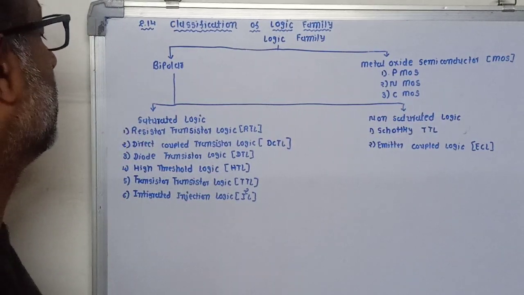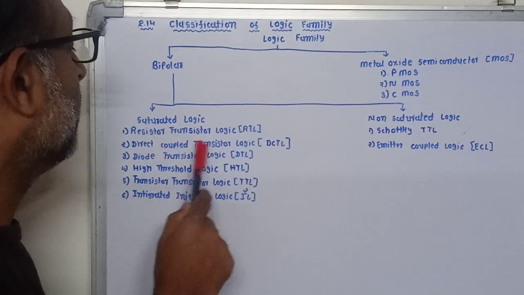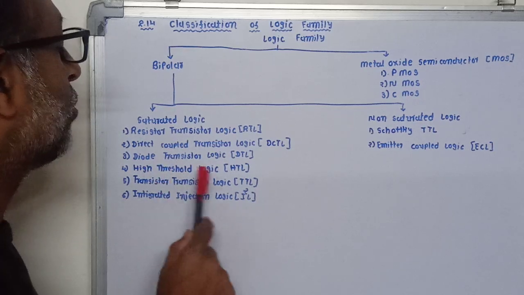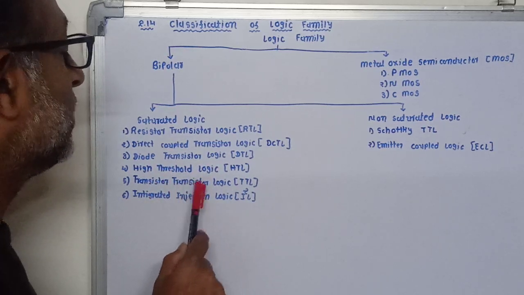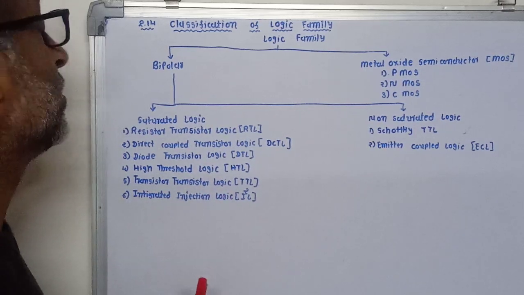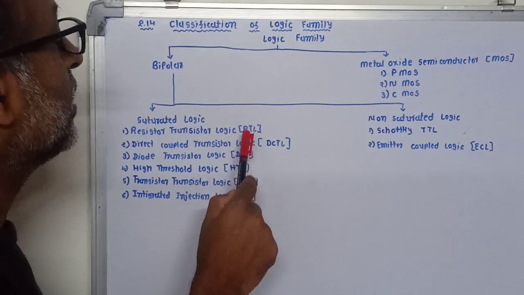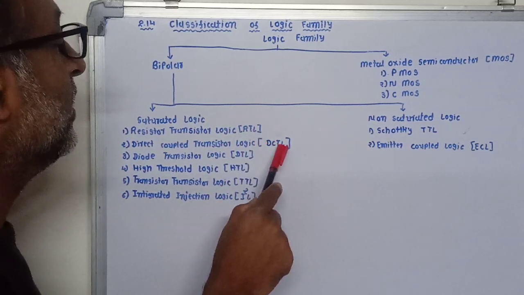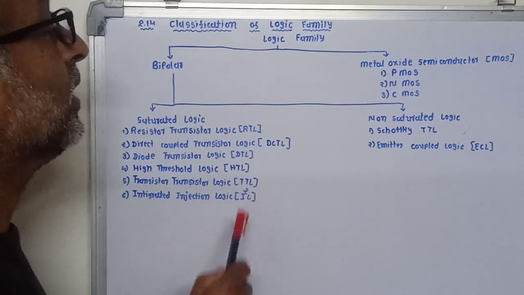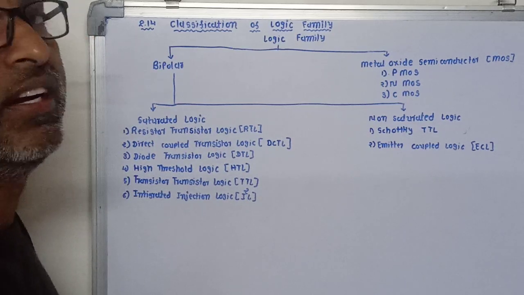Now in saturated logics, there are resistor transistor logic, direct coupled transistor logic, diode transistor logic, high threshold logic, transistor transistor logic, and integrated injection logic. Generally, resistor transistor logic is known as RTL. Similarly, DCTL, DTL, HTL, TTL and I2L. Now in non-saturated logic, there is Schottky TTL.